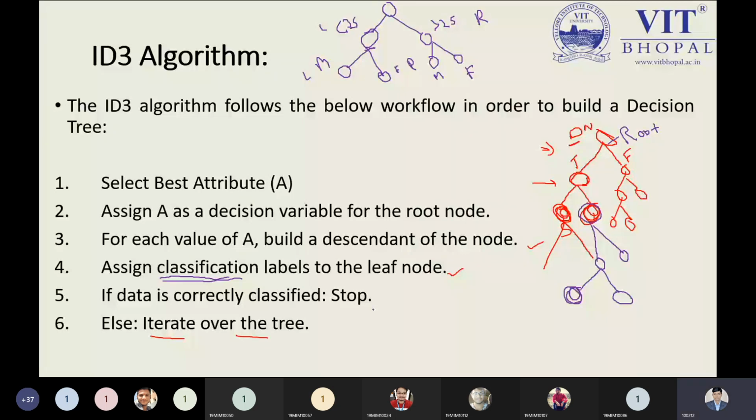Yes, now tell me. Now tell me at this step, right now. No, sir. So this algorithm is clear to all, because please keep in mind each and every step is necessary. Listen. This step is clear. All these steps are clear in the ID3 algorithm.